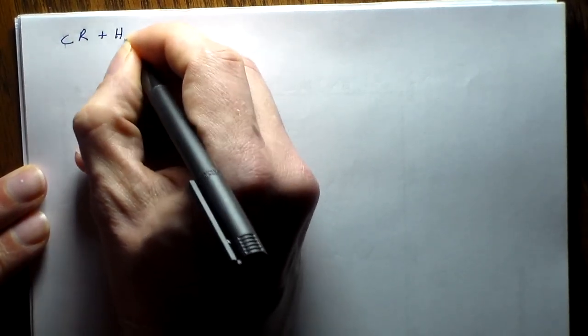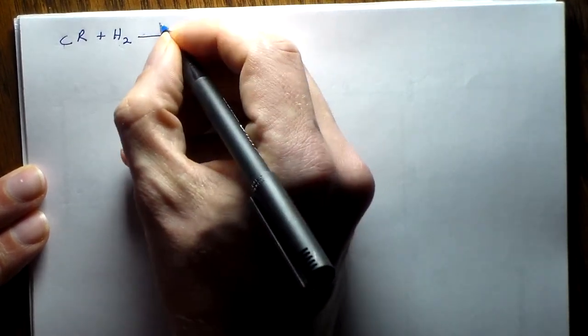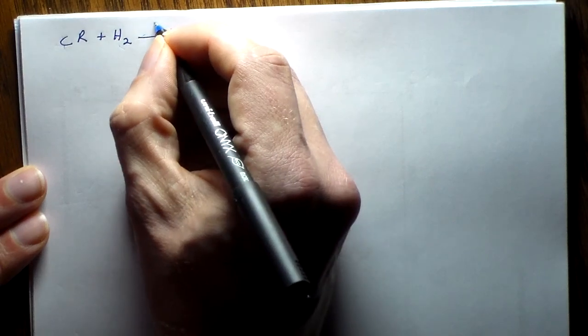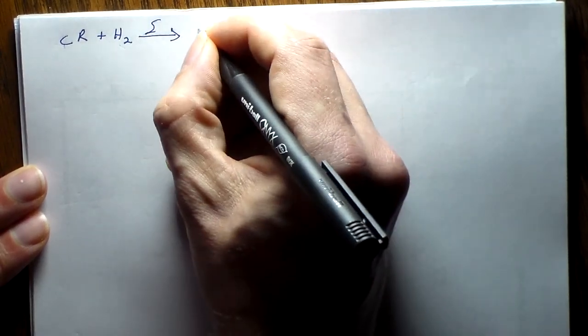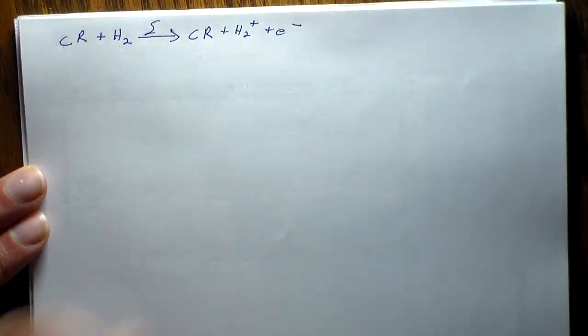Okay, so I want to show you briefly where we get that equation for the concentration of H3+, just knowing the cosmic ray ionization rate, the dissociative electron recombination rate, and the H2 and electron concentrations here. So, of course, what goes on here is we have a cosmic ray impacting a hydrogen molecule, and this has a particular rate, zeta, and gives us our cosmic ray plus H2+ plus an electron.